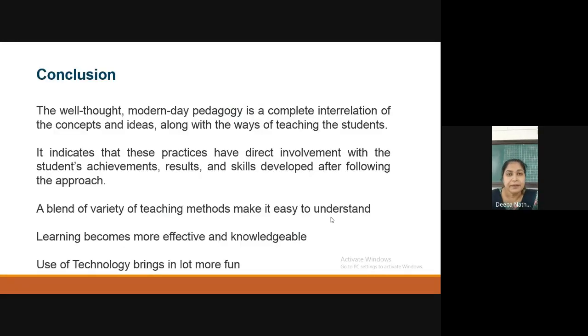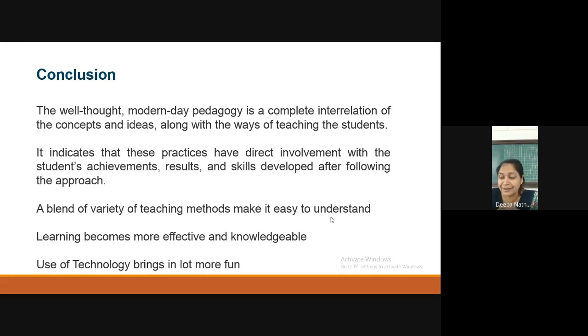Conclusion. The well thought modern day pedagogy is a complete interrelation of the concepts, ideas, along with the ways of teaching the students. These all go hand in hand. Okay. The well thought, it indicates that these practices have direct involvement with the students' achievements, results, and skills developed after following the approach. A blend of variety of teaching should be taken up together, which makes them understand the things in a better way.